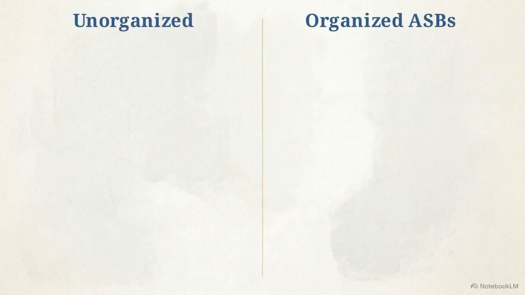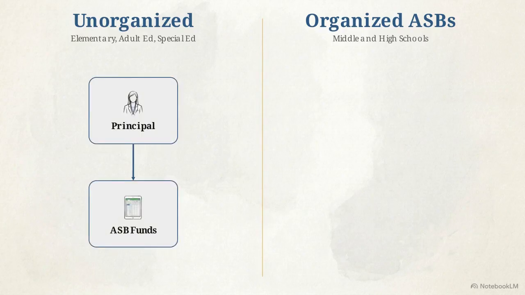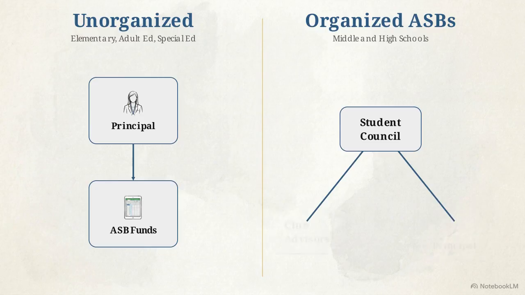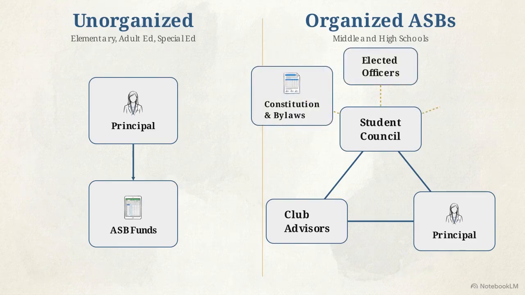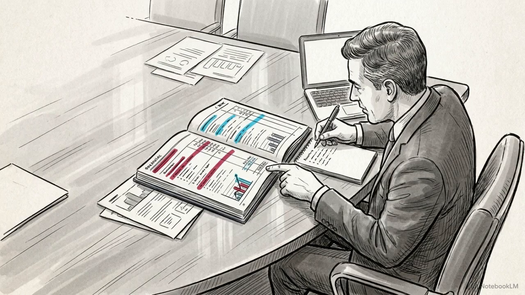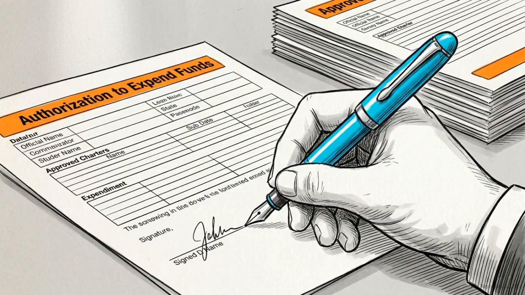This organizational flowchart maps out the contrast. On the left, the top-down, unorganized structure. On the right, organized ASBs for middle and high schools require an interconnected web of autonomous, student-driven decision-making, including formally approved constitutions, elected officers, and documented meeting minutes. Adult advisors cannot make financial decisions on behalf of organized ASB students. The students themselves must direct the spending. Failing to align your school's operations with the correct side of this government spectrum guarantees an immediate audit failure. Your entire legal authority to spend money rests on executing this structure correctly.